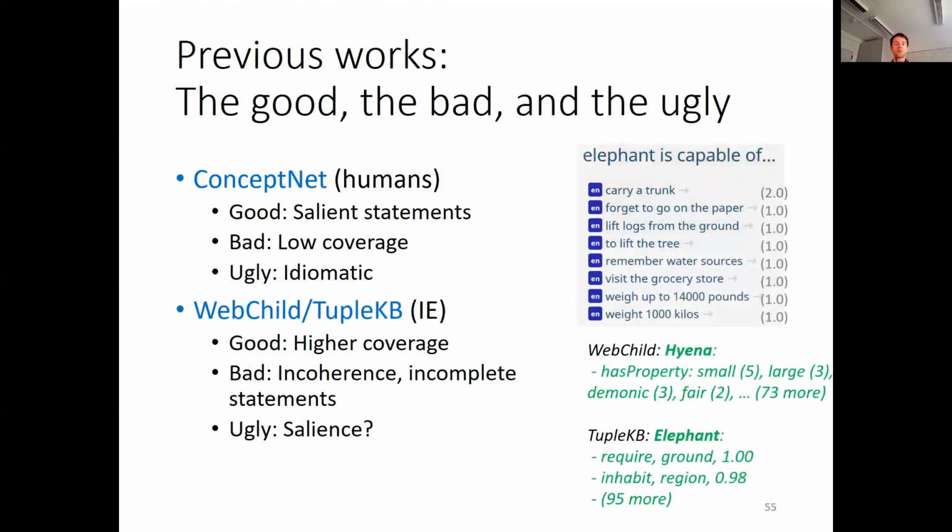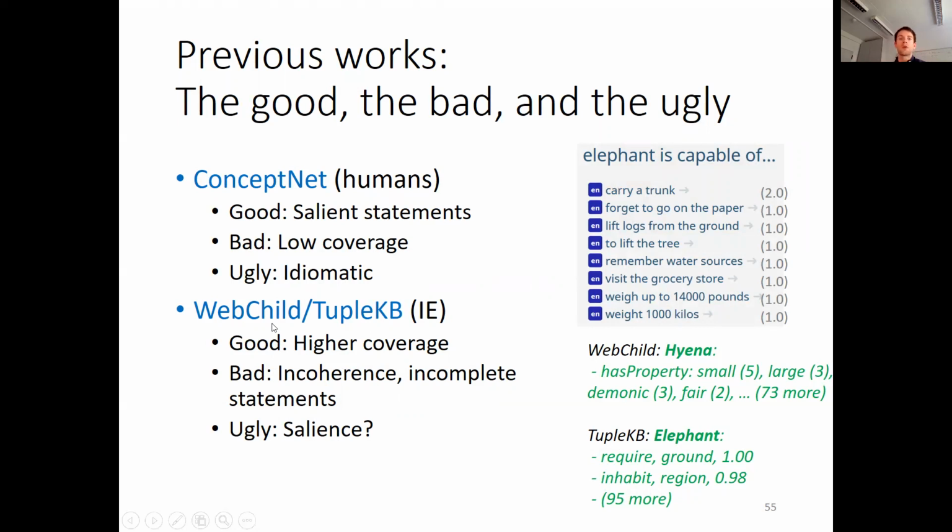So let me briefly review previous works. What are the shortcomings? Why this work on saliency? So ConceptNet, done by humans, has salient statements. It has what humans find interesting because it's done by humans, but it has a low coverage and it's quite idiomatic. So we've seen earlier here, elephant is capable of forget to go on the paper or visit the grocery store. These are weird idioms, which I don't know where they come from. And there's also redundancy. So elephant lifts the tree, lifts logs from the ground, carries a trunk, which would preferably merge.